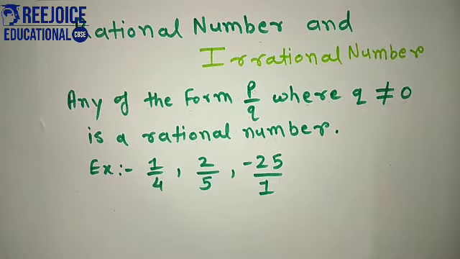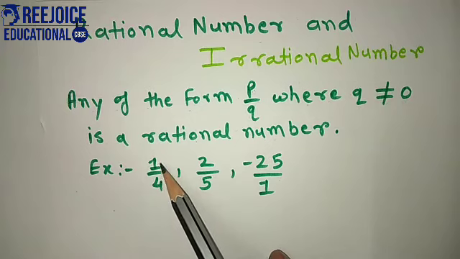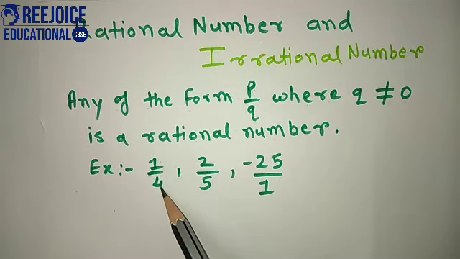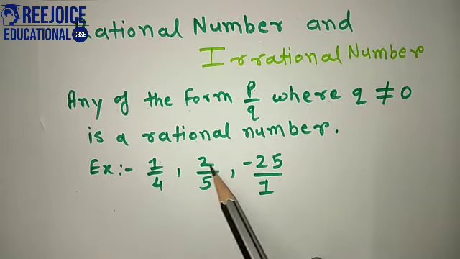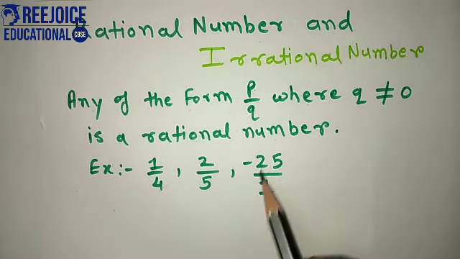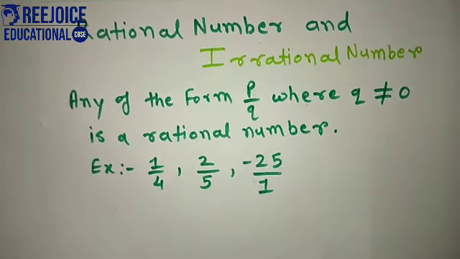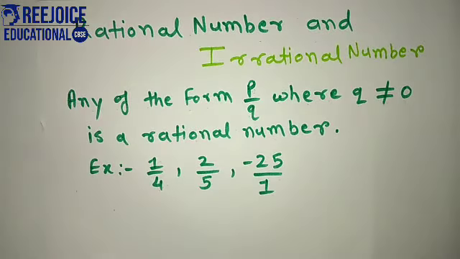There are some examples of rational numbers we can see here, students. 1 by 4, here 4 is not equal to 0, 4 is greater than 0, so that's why this is a rational number. 2 by 5 is also a rational number. Minus 25 by 1 is also a rational number. In this way we can understand what kind of numbers are called rational numbers. A number of the form p by q where q is not equal to 0 is called a rational number.